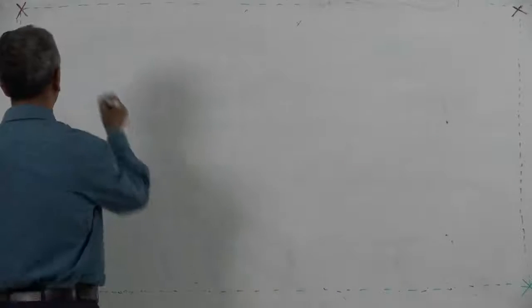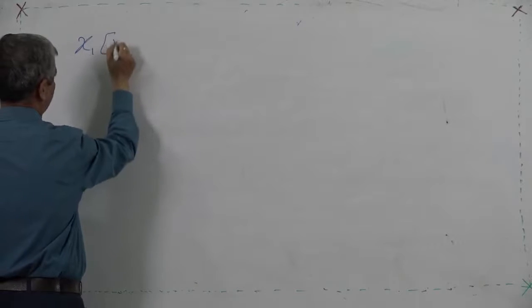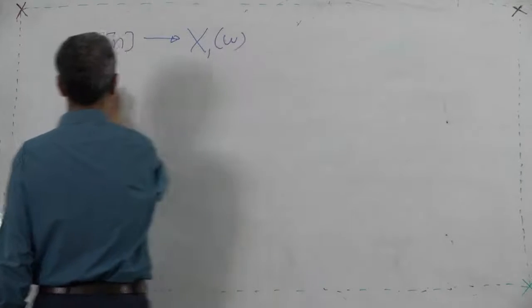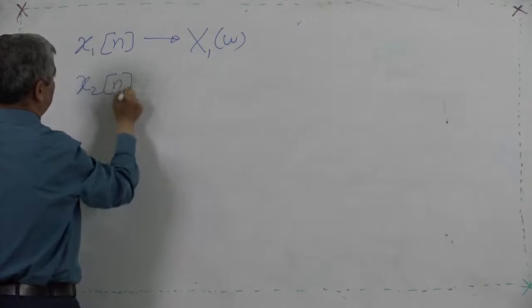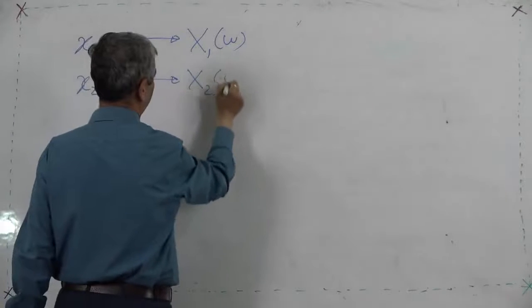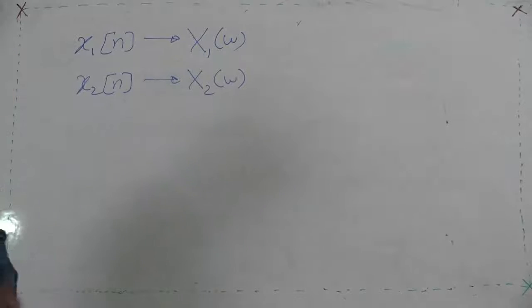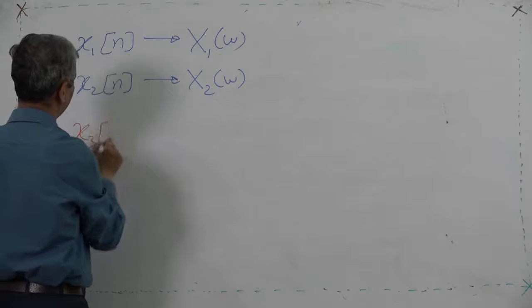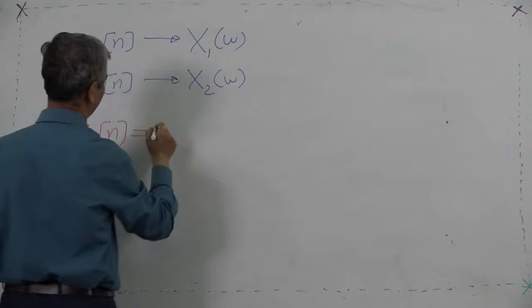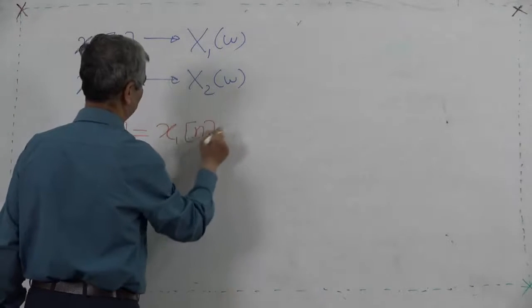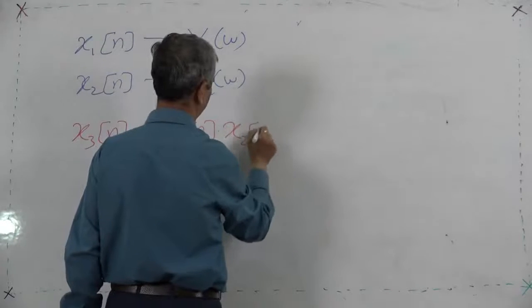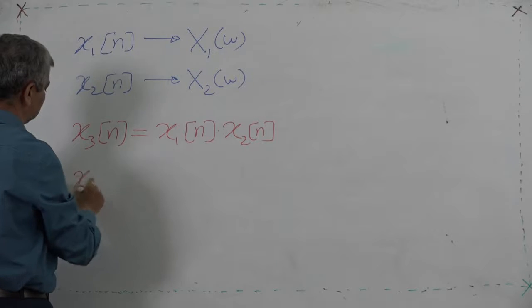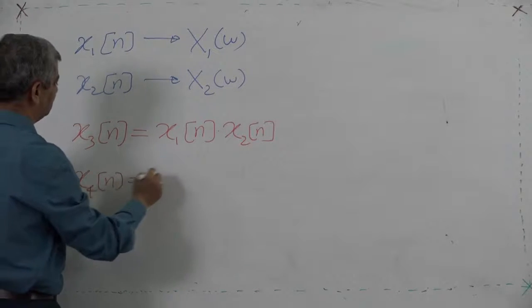So, we have got x1n as one sequence. It is having DTFT as x1 omega. x2n is another sequence. It is having DTFT as x2 omega. Then using x1n and x2n, I will construct one sequence which is x3n, as a modulation or multiplication, we can say, is equal to x1n into x2n, sample to sample multiplication. And I will construct one more sequence that I will name as x4n as convolution.